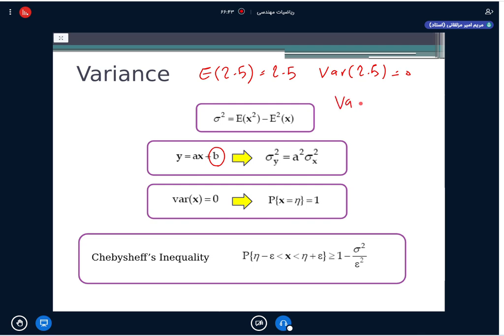For example, if variance of x is equal to 3, variance of 2x, according to this formula, is equal to 2 to the power of 2 times 3. Okay, the variance of 2x is equal to 12.